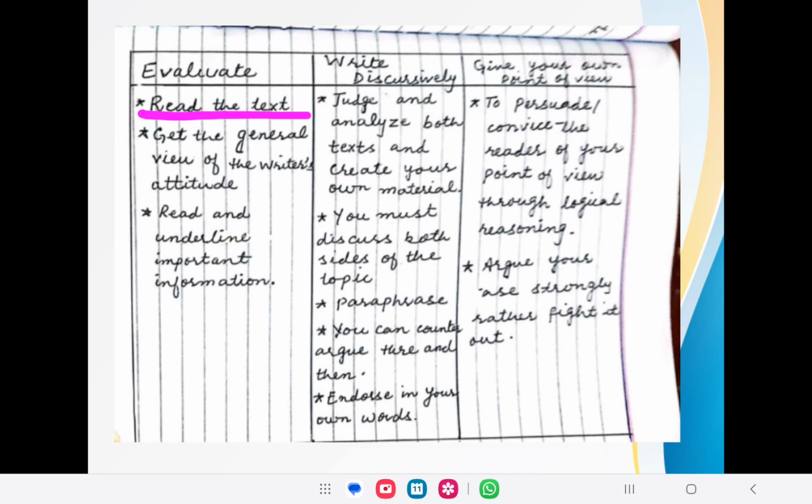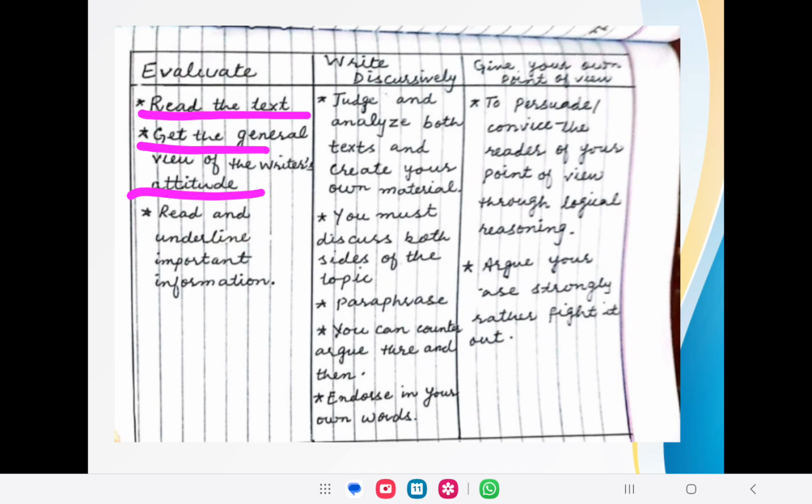After that, get the general idea, the general view of the writer's attitude. Just try to understand whether the writer, in text A or in text B, is in favor of something, like when he is saying that mobile phones should be allowed in class, and when he is saying that homework must not be given. So you have to just make an idea whether the text is more aligned in favor of something, or against it. So you have to just make a guess. In text A, you are going to have one opinion, and in text B you are going to have another opinion. So get the general idea of what the writer's attitude is.